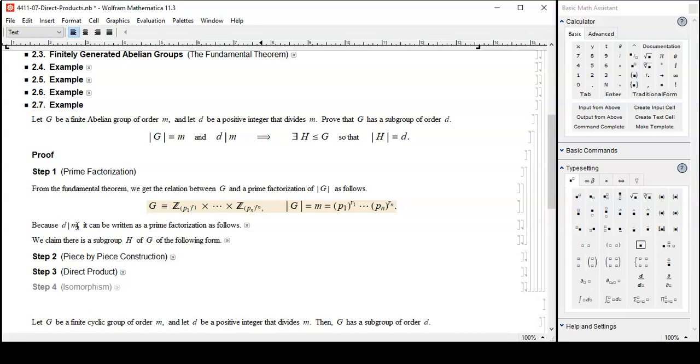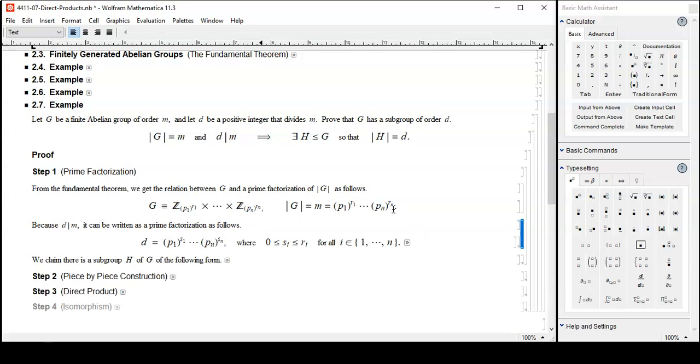Now D divides M, so it can be written in a similar prime factorization like this, with s1 to the sn power, and then si should be less than or equal to ri. If si is greater, then that factor will not divide this factor.